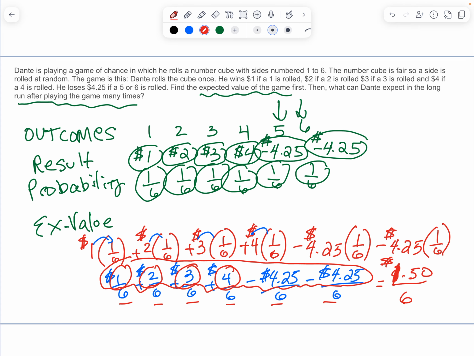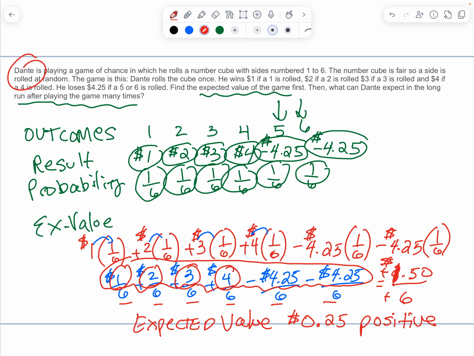So our expected value is 1/4. So our expected value, now it is a positive quarter, right? Because we had $10 minus $8.50, that left us $1.50. Divide that by 6, so that was a positive divided by a positive. So our expected value is positive. Okay, so that's good for Dante. All right, Dante might be in like Flynn with this.